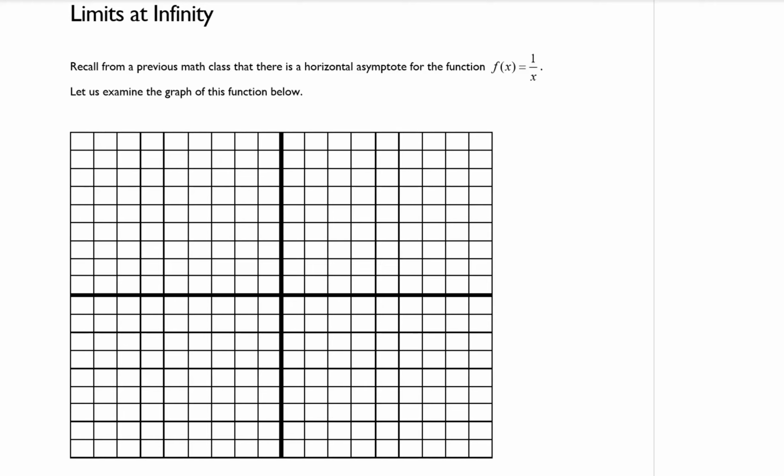So the function f of x equals 1 over x goes through the point (1, 1), and there is a vertical asymptote at the y-axis, and so our graph is going to look something like that.